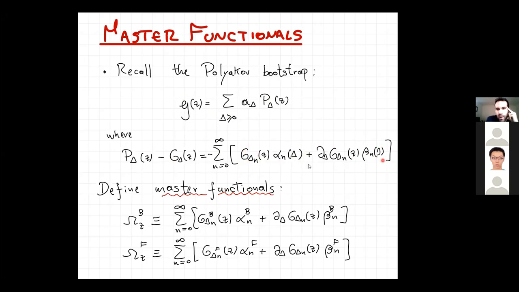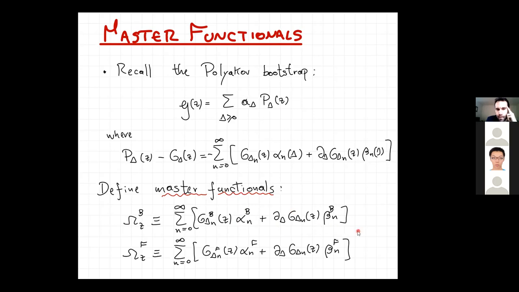So, the form of this right-hand side term suggests defining new functionals, which I call master functionals. I call them capital Omega B, and they depend on a parameter Z. So there's a B version and there's an F version, and they are defined in this way. So basically, I take what I have here, but now I'm not going to act with it on anything yet. So this defines for me a functional. It's a functional which is an infinite linear combination of the functionals that we've constructed already. The reason why I call this master functional is because if you know this functional as a function of Z, then you can Taylor expand to extract all the other functionals. So it's kind of like a generating function for all the functionals.